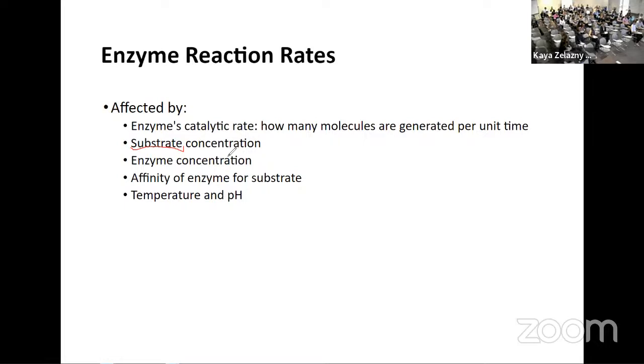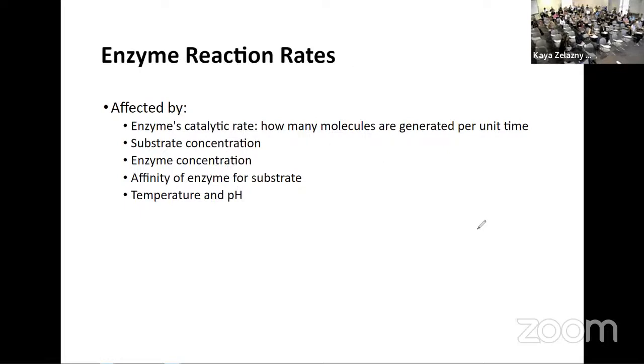Our enzyme concentration, we have the same sort of situation. If you only have one or two little molecules of enzyme floating around catalyzing your reaction, that's going to be a pretty slow process. If you have a lot more of those enzyme molecules floating around, they can grab lots more of that substrate. That's going to speed up the reaction.